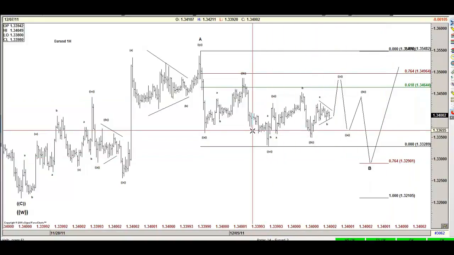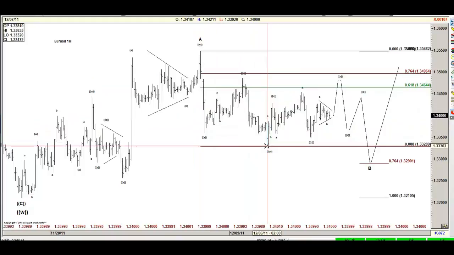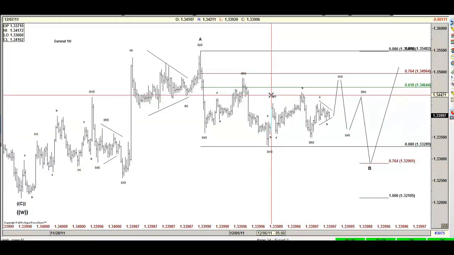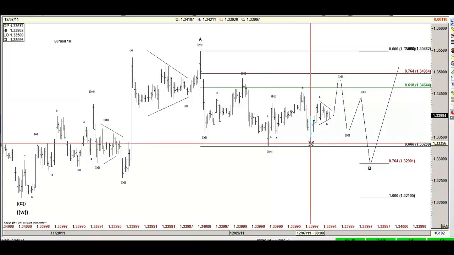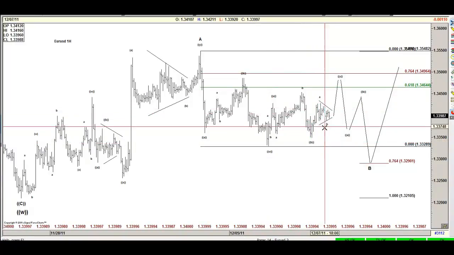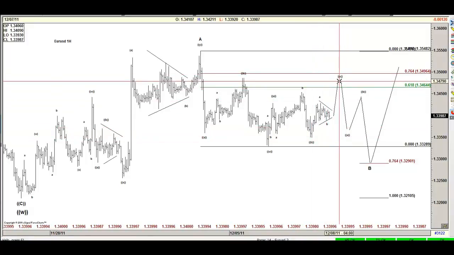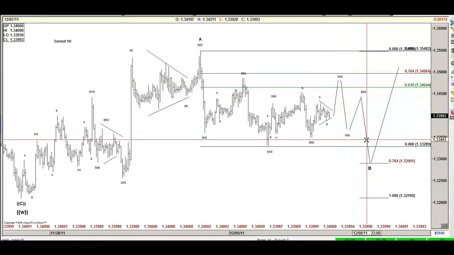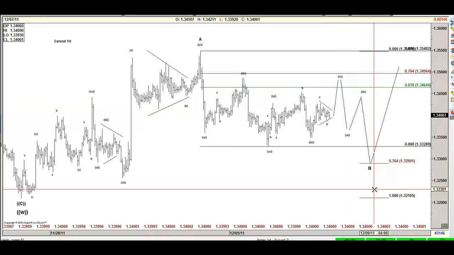Now, the subdivision of the waves, you have A, B, and C. That's clear. And then right here we have A in 3, A, B, C, a flat in B, and then it looks like we have a small triangle here on the B wave, and this is going to go higher to the 3464 area before going lower. Now, that's the principal scenario.